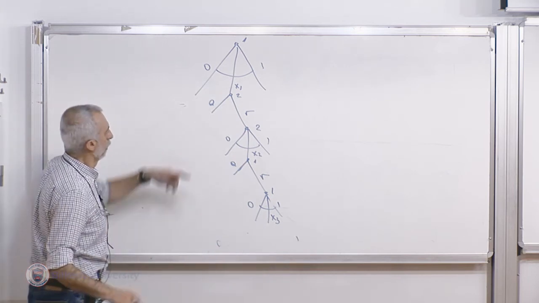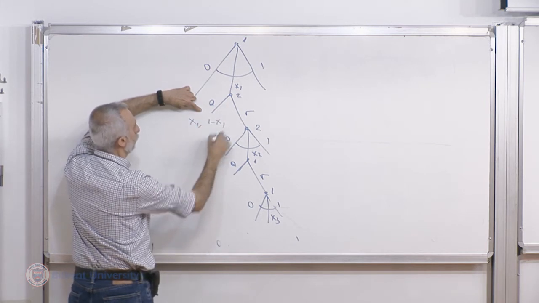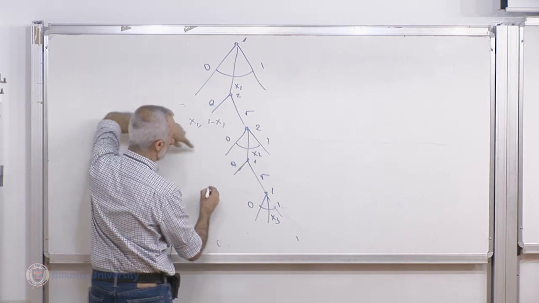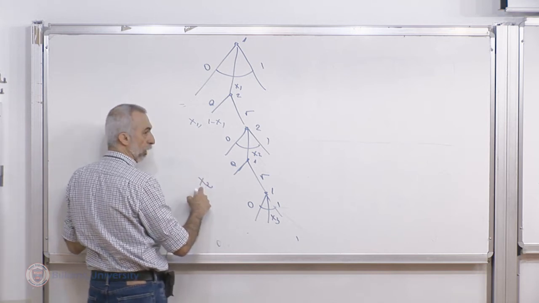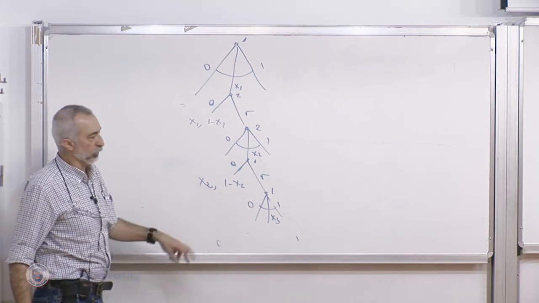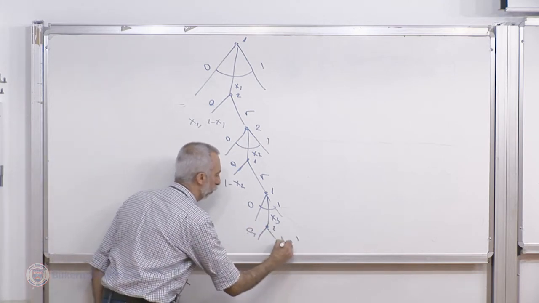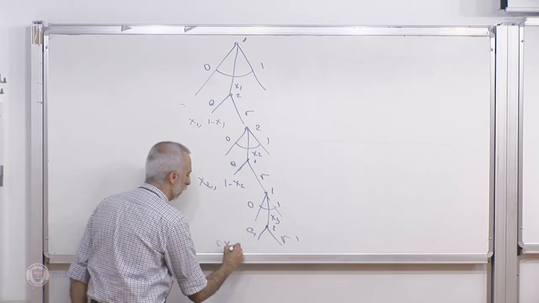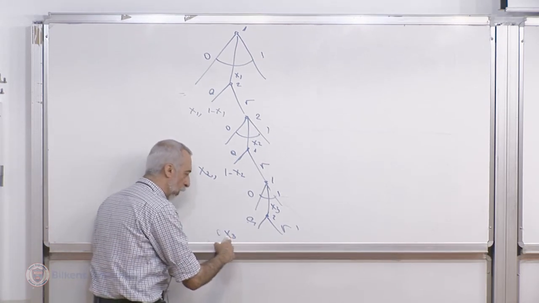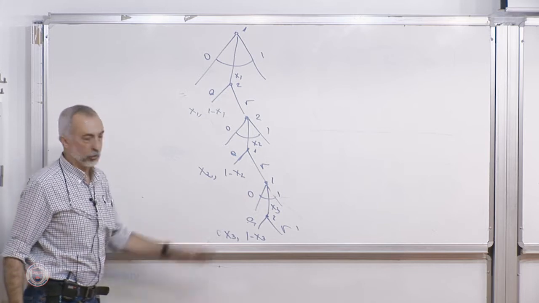Okay, so the offer x1 was accepted. Player 1 gets x1 units. Player 2 gets 1 minus x1 units. So that's a terminal history, a terminal node. The offer of x2 was accepted. So player 1 gets x2 units. Player 2 gets 1 minus x2 units. Again, here player 1 accepts or rejects. If he accepts, player 1 gets x3 units. Player 2 gets 1 minus x3 units. And the game continues.